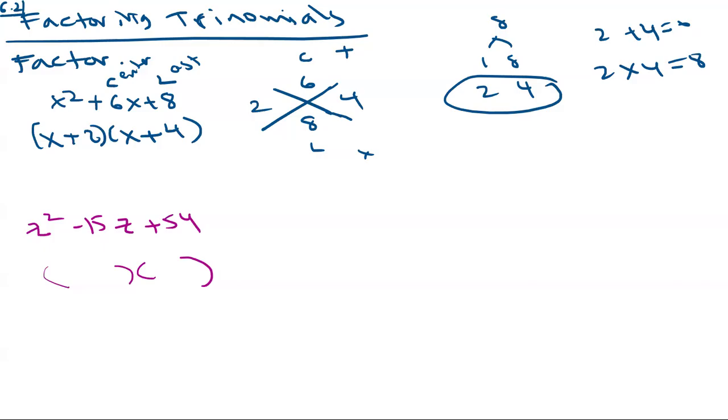So for the first one that we did, that one was nice because everything was positive. Now look at the second one. The second one here has a minus and a positive. So in this case, we need to factor in also the negatives, not just the positives. Because again, if we put it in this cross method, as I call it, the center number is going to be negative 15, and the last number is going to be 54.